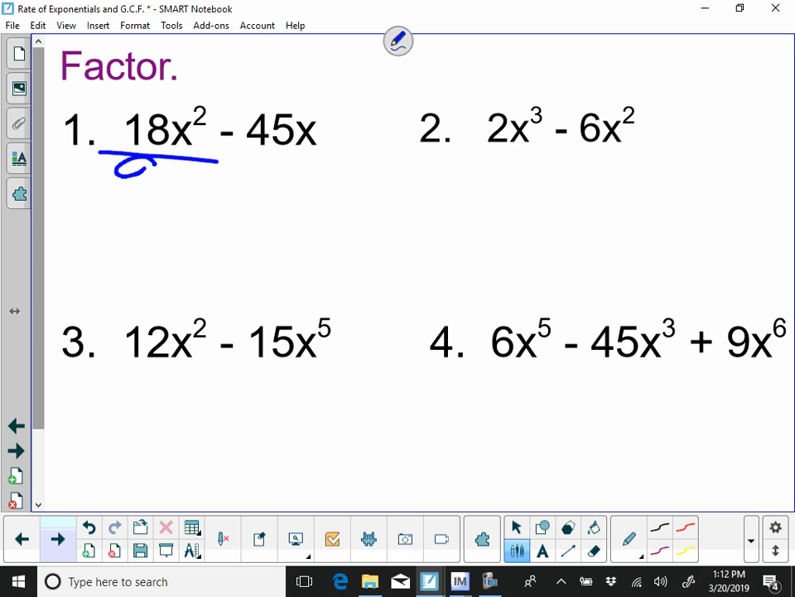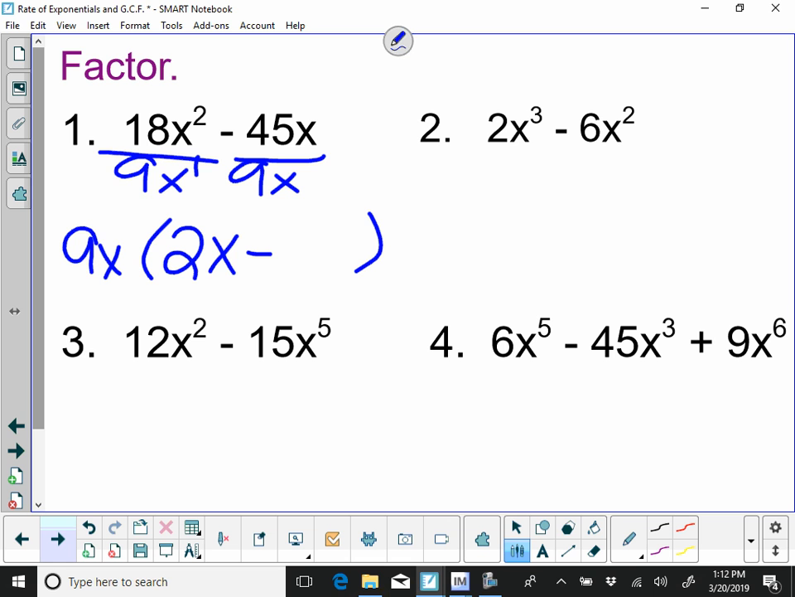It is 9. What is our lowest number of x's? 1. So that's our GCF. So I'm going to put 9x out front, and then I'm going to divide, and what is left is my answer. So what is 18 divided by 9? 2. What about x squared and x? That would be 1x, right? Because we subtract our exponents when we divide. All right, and what's 45 divided by 9? What happens to our x's? Here is your answer.